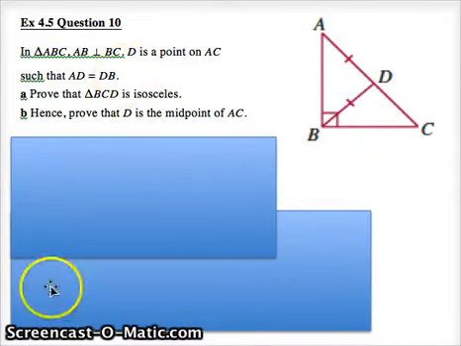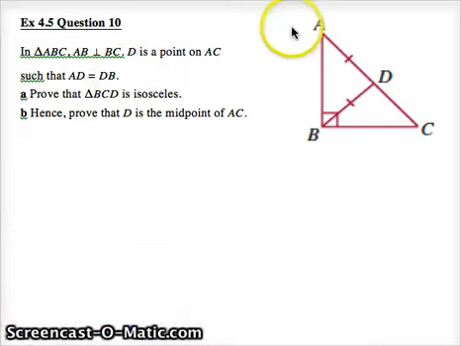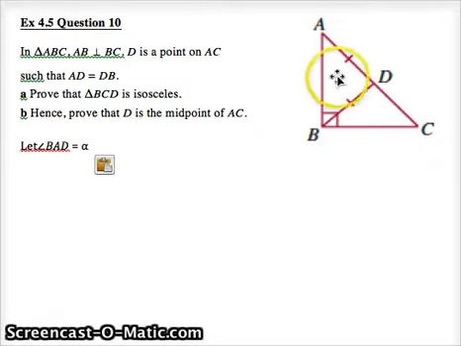Okay, what we'll do, we'll start with some of the information that we've been given. We've been given that AD equals DB. So this is telling us that triangle ADB is isosceles. And if AD equals DB, then we have base angles of isosceles triangle. So this angle in here, which is angle BAD, would be equal to angle BDA. So we're going to let one of those angles equal alpha. So let's let angle BAD equal alpha.